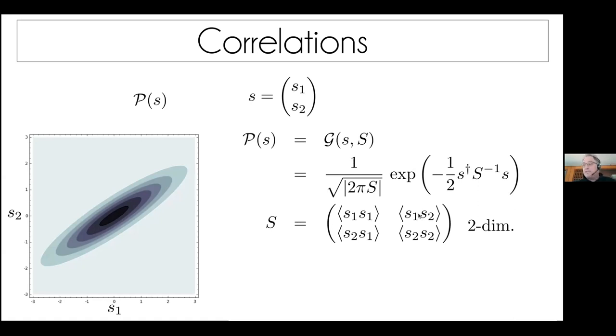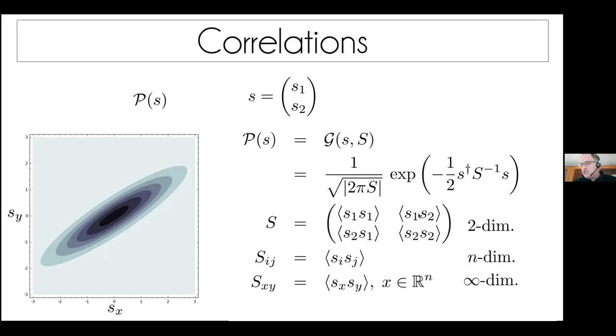It works in 2D. It actually works in n dimensions by just making the matrix larger. And it works in an infinite number of dimensions by turning the vectors into functions, and this into an operator or a two-point correlation function. Now we have to specify this two-point correlation function. And let's assume we are in the situation where this is translation invariant. So the correlation at one location is not so different from that at another location. So it's only a function of the distance between the two points.